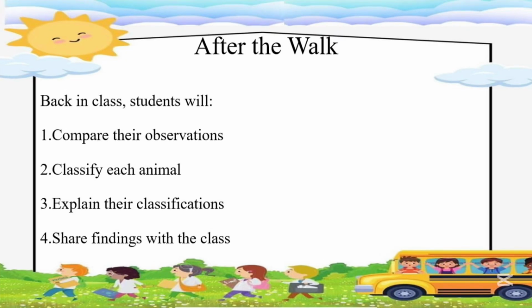After the walk, which lasted about 15 to 20 minutes, students returned to the classroom where they analyzed their observations and began the classification process. I guided them by reminding them of the major characteristics of each group and by showing them the chart that we discussed earlier. Students then completed their tables and shared what they found with the class.